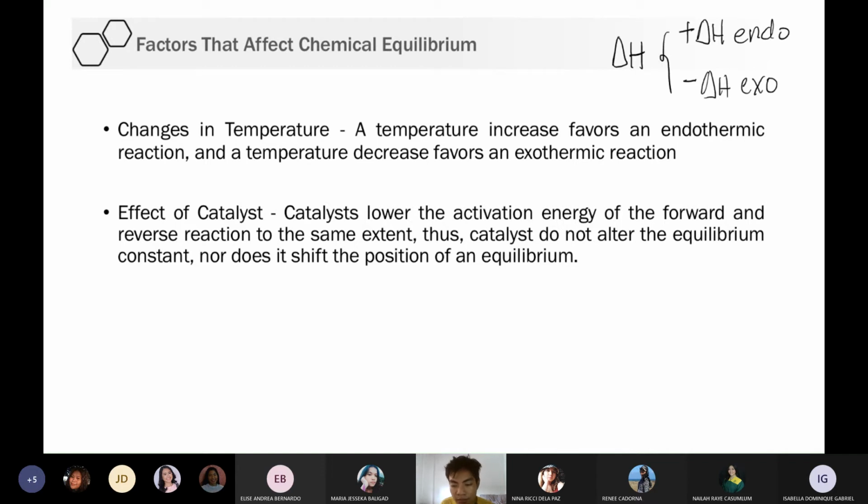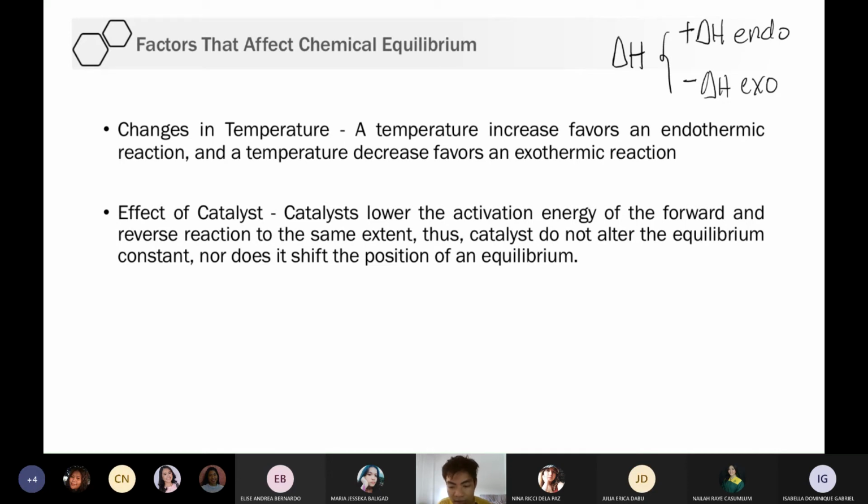So according to this, if you increase the temperature, it will favor an endothermic reaction, okay? So, ano meaning nun? Magpo-proceed to the right side yung equation natin. Okay? It will proceed towards the products. Yun yung meaning ng sentence na yan. A temperature increase favors an endothermic reaction. That means it will push the reaction towards the right side. And a temperature decrease favors an exothermic reaction. Okay. So yan. To the right side dan kapag endothermic.